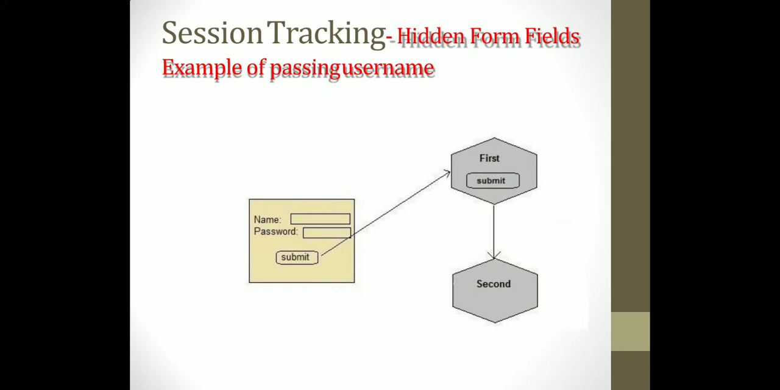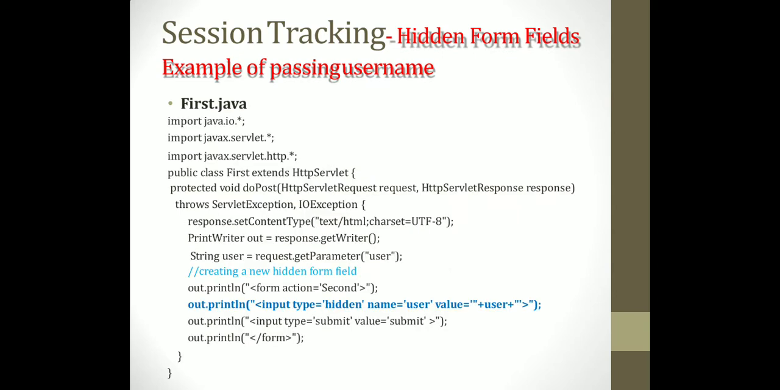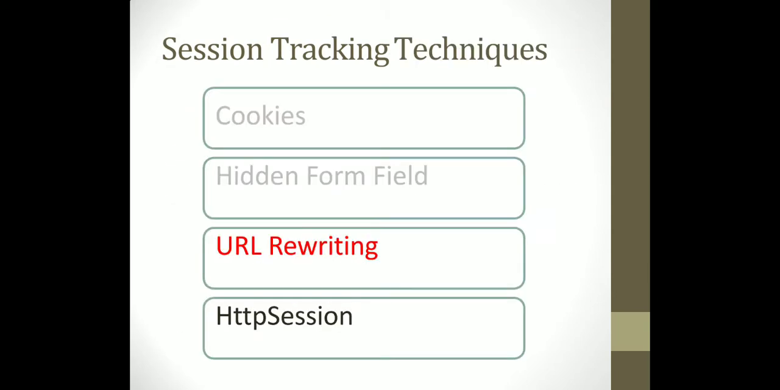In the passing username example, we have seen a name, password, submit. So first submit, and second, here the second name is hidden. We have also seen the example for the same.